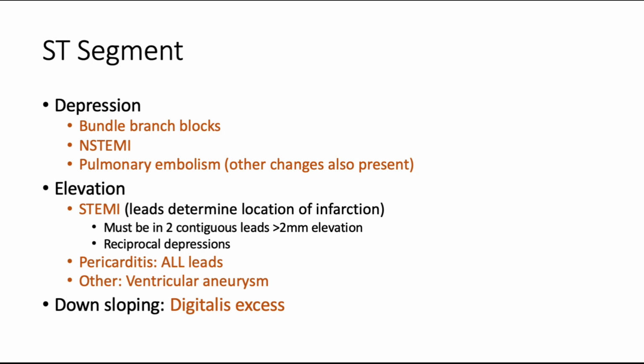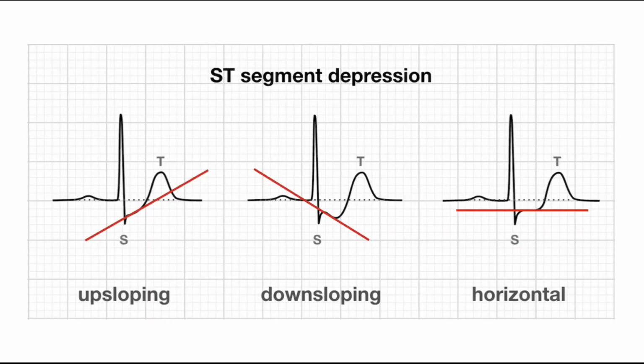Now for downsloping, this is really going to be digitalis excess. That's digoxin, and I'll show you one little clip of that. So for ST segment depression, these are the 3 morphologies that I was telling you. What's most important is determining where that isoelectric line is, and then paying attention to whether there's a change in that ST segment from there.